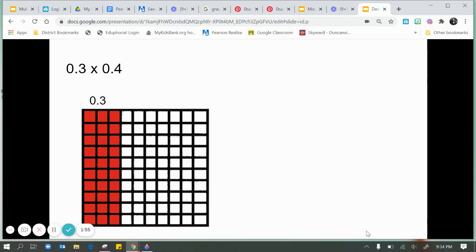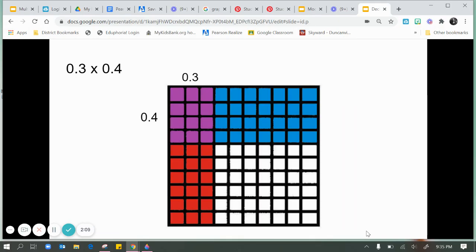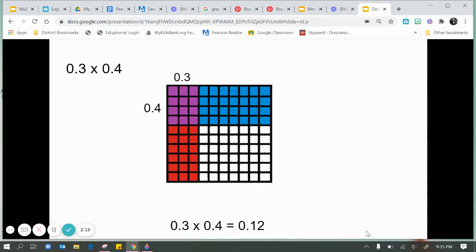This is a model of 3/10. This is a model of 4/10. But we're not adding them together, we're multiplying. When we do that, we push our two models together so that it looks like this. 3/10 times 4/10. The product is the part that overlaps.